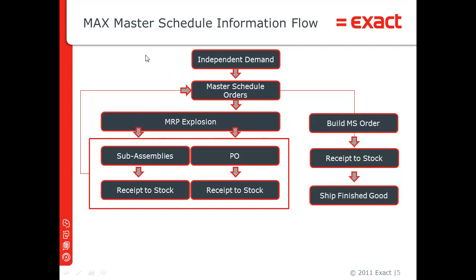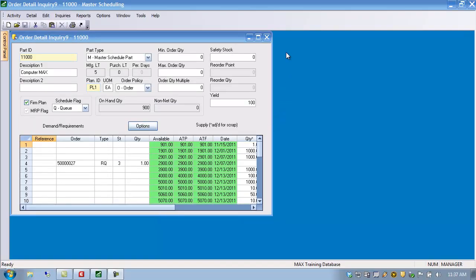Okay, so let's go back and do a quick review here of our information flow. So it starts with the independent demand, which is the customer and the forecast demand. You would create a master schedule in the master scheduling module. That means you would be adding master scheduled orders. You would run the MRP explosion, which will give you planned orders at the different levels of the structure for make parts and for buy parts. You would build those up and receive them to stock, and after that is completed you would actually issue those components or those sub-assemblies to the master scheduled order, build that, and then receive that to stock, and then finally ship the product. Okay, so let's go ahead and run that through one time.